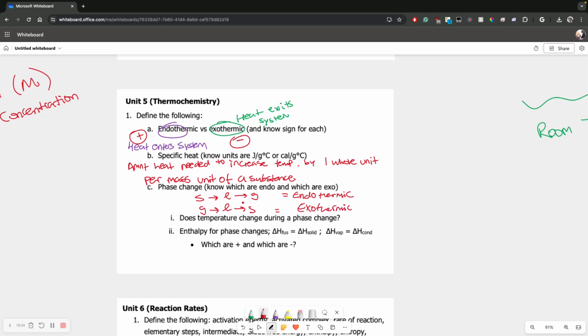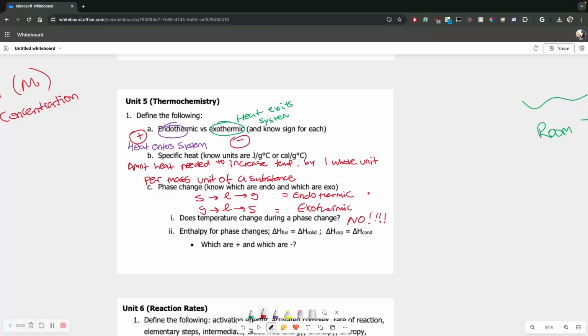Right, you're releasing heat to become a lower energized state of phase, is what you'd say. CI says, does temperature change during a phase change? And the answer to that is no. No, no, no, no. Temperature does not change during a phase change, because that's when your potential energy changes, so it will not have the temperature change. No slope is what I wanted to say. No slope.